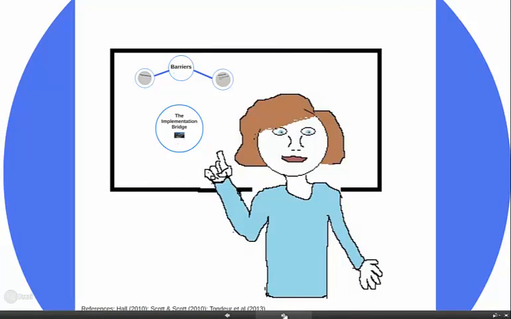Here we are presented with the image of a teacher at work with the words barriers and implementation bridge behind her. The intention here was to symbolise that what is observed in the classroom is directly affected by a number of barriers. However, these barriers may not be immediately obvious to the casual observer.